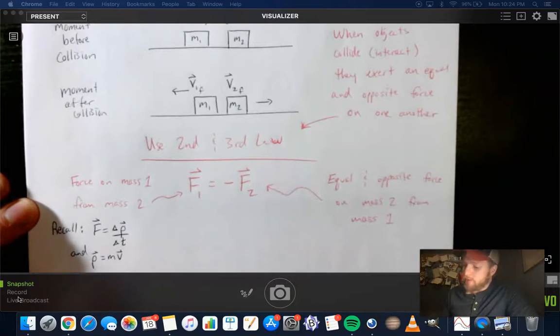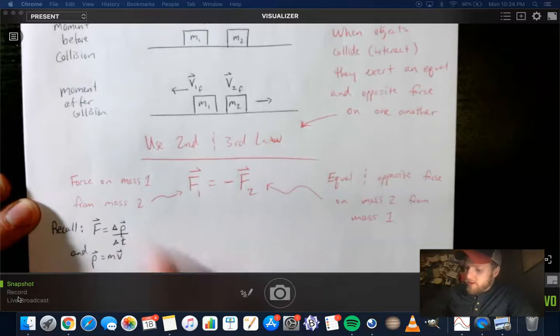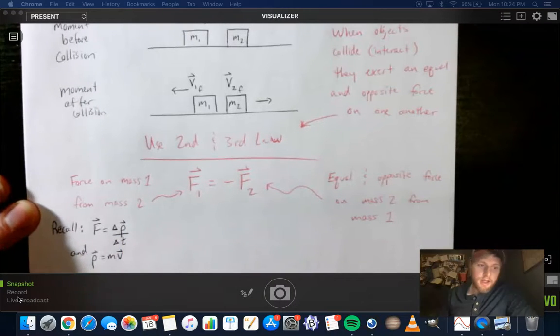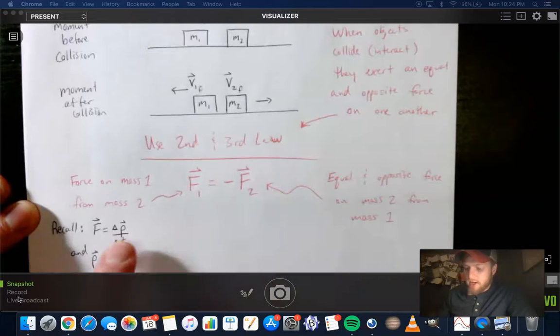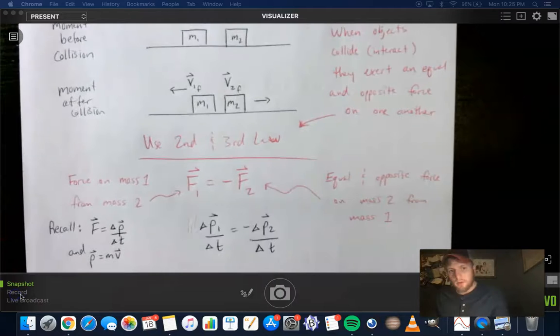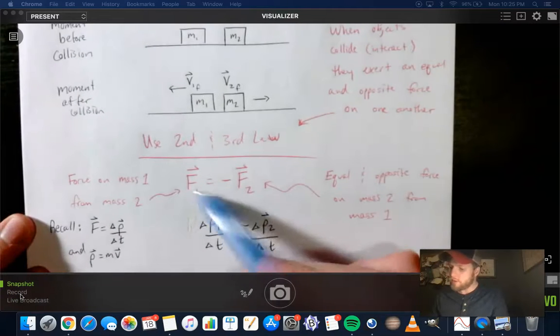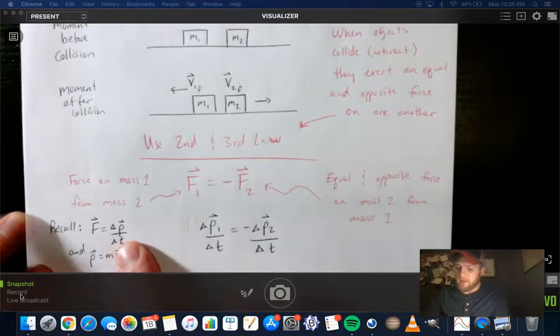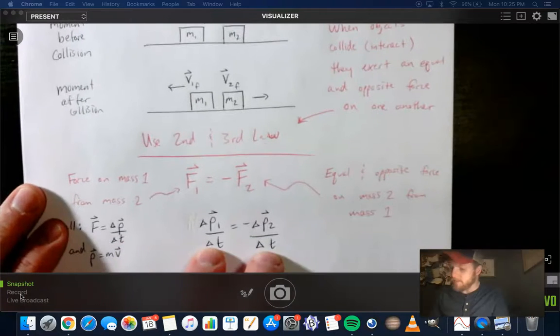To do this, we want to remind ourselves both of the definition of force in terms of momentum, the change in momentum over the change in time, and that the definition of momentum is just mass times velocity. So what we're going to do is replace these forces with the Newton's second law definition here. So I've used Newton's third law to set up the equal and opposite forces, and then I've used Newton's second law, rewritten with momentum, to sub these in.